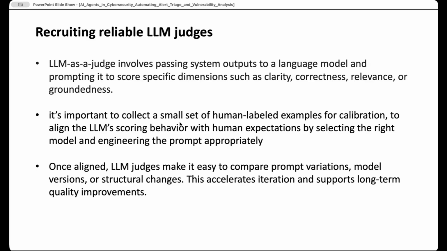But it's also important that you should not trust the LLM judge until you have human-labeled examples for calibration and show that the LLM judge is consistent with the human judge. You need to do this calibration from time to time, or else the LLM judge may not be consistent with human expectations, and it may give the wrong direction on how your system is performing. Once it's calibrated, we can use the LLM judge to compare different agentic designs, prompt variations, model versions, etc. This can help accelerate the iterative development process for quality improvement.